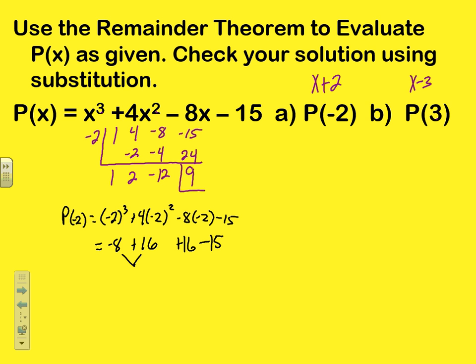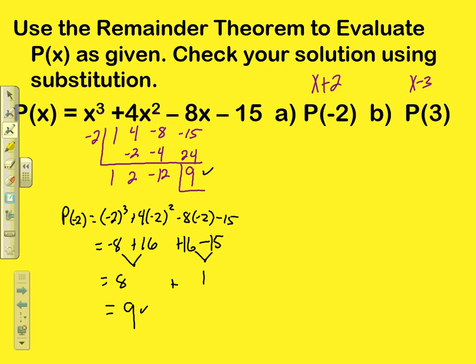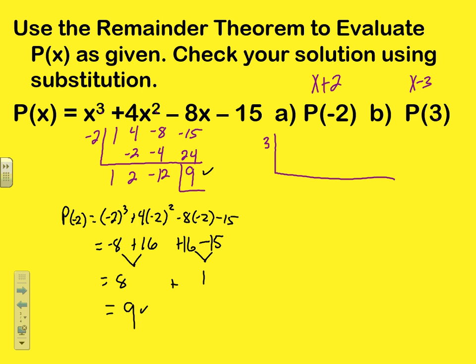So these two together give me 8. These two together give me 1. So 8 plus 1 checks out. So let's do the second one. See how, again, this is really just providing us a little bit more practice with our synthetic division and the opportunity to check our work now.